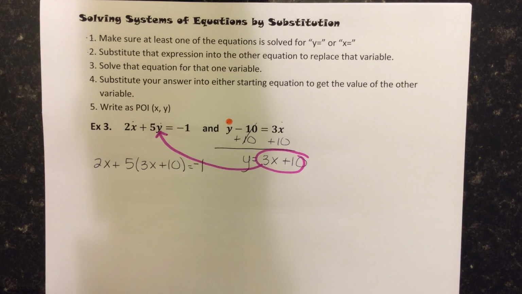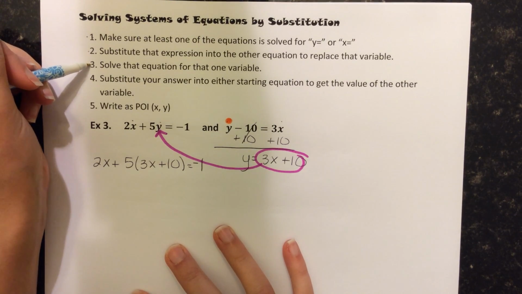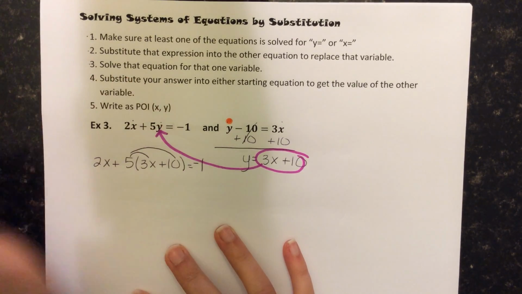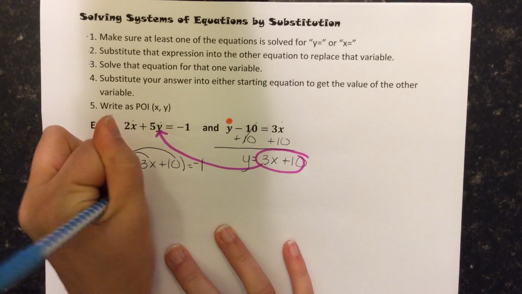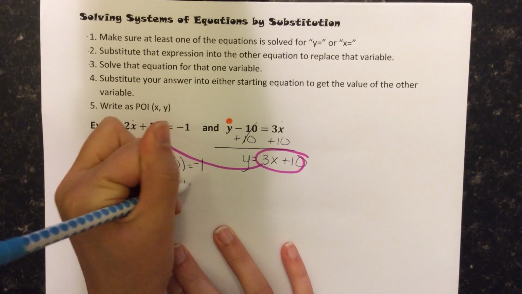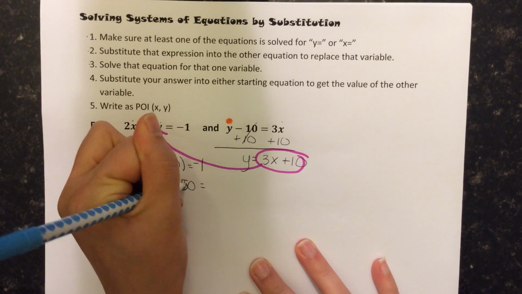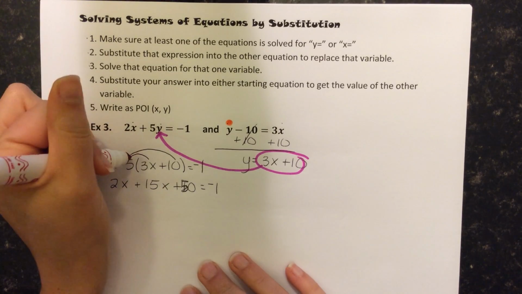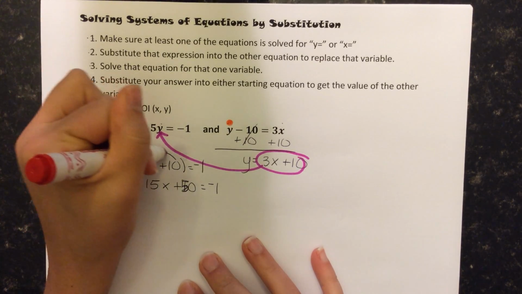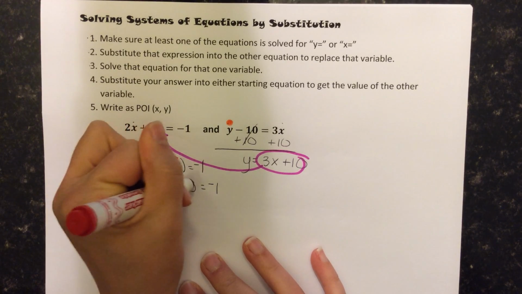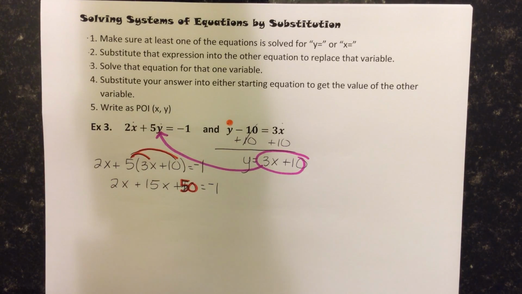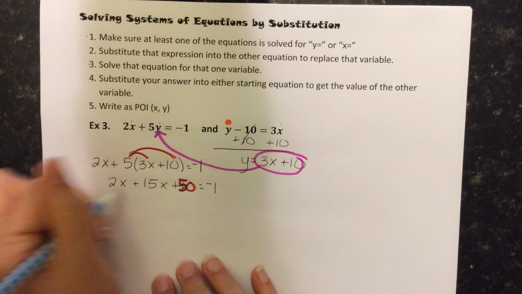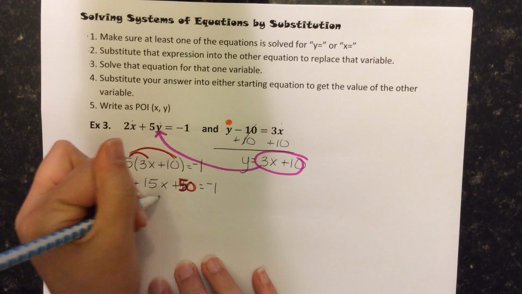Step 3 is to solve that equation for that one variable. Okay, so I'm just going to solve this equation for x. So I'm going to distribute that 5. Whoa, almost made a mistake there. That would have been bad. Yikes. So, okay, here's what I did. 5 times 3x, and then 5 times 10 is 50. I almost made a mistake. Yikes. Okay, so that should be 50, right? Because 5 times 10, 50. Okay, I'm going to combine my like terms.